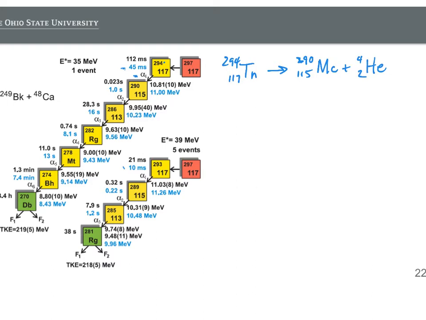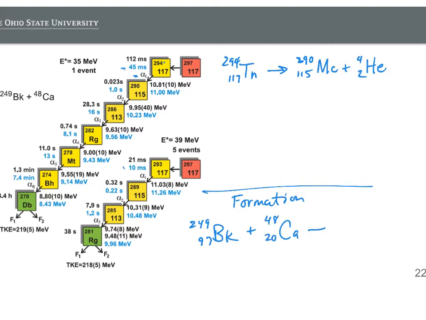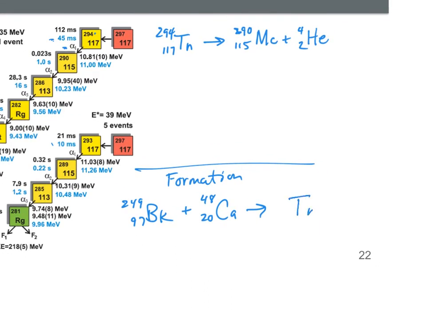And then what they did in the forming process was they took berkelium, BK249, and that's element 97, and they collided that with calcium 48 to form the tennessine 297, which is an isotope that they couldn't measure the lifetime of.